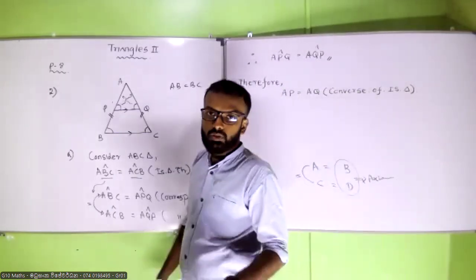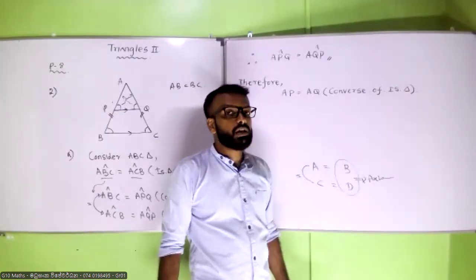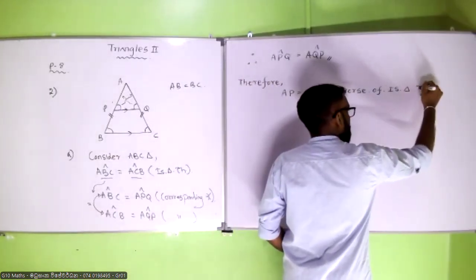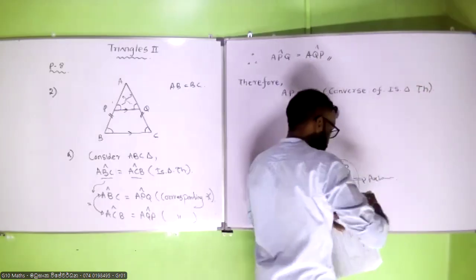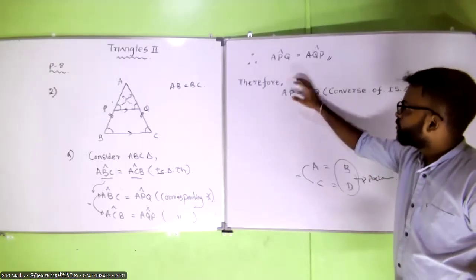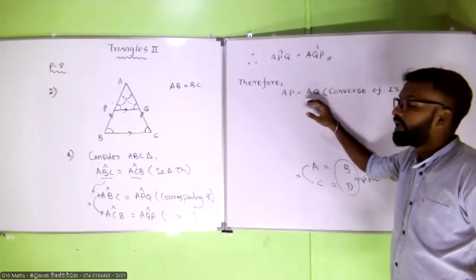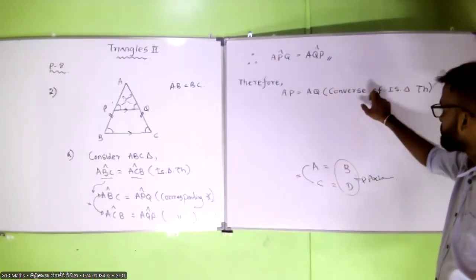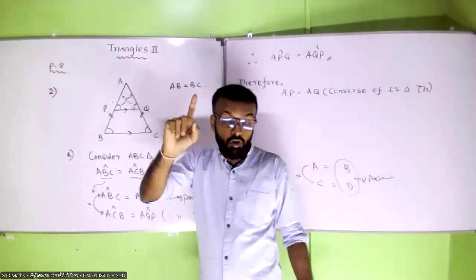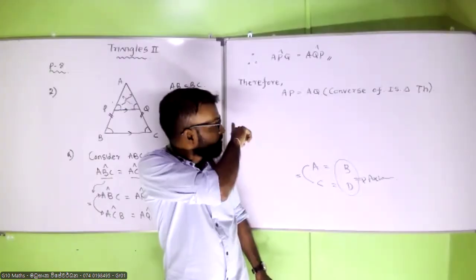Finally, we show that BO equals OC. So there, please write the reason: converse of the isosceles triangle theorem. That will be the reason. If you want to do the reverse thing, where this angle equals this angle, then you have to say AP equals AQ. The reason is converse of the isosceles triangle. You need to write that. I forgot that, sorry, in the first question. And then you have to write this reason.